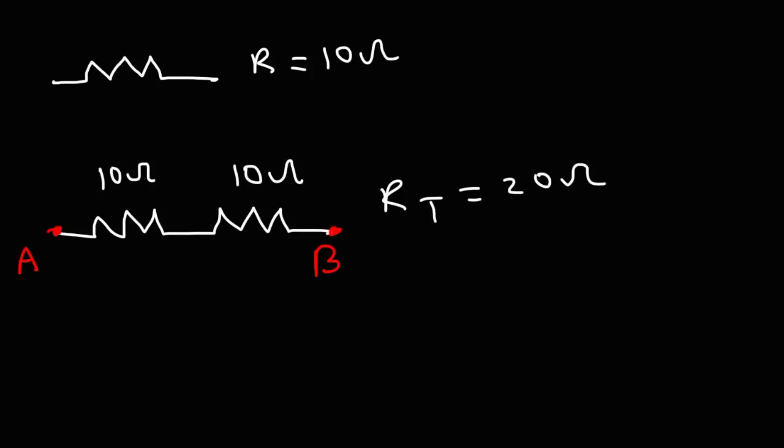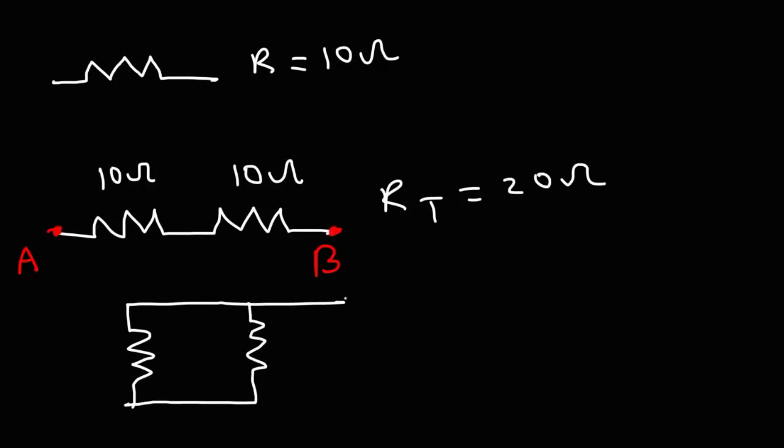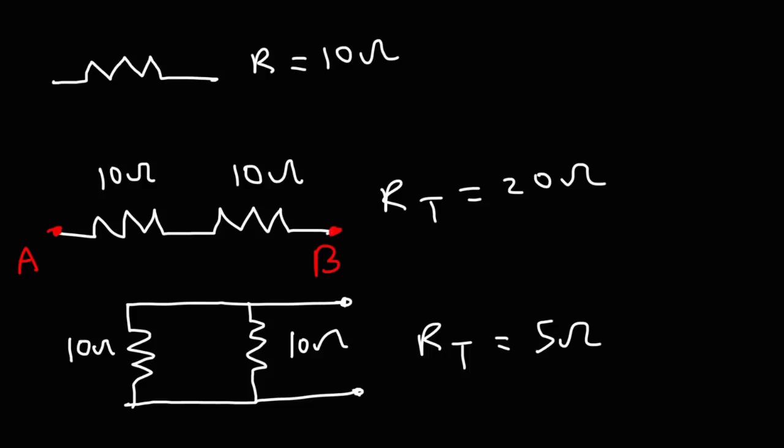Now, if we wish to decrease the resistance, we can connect the 2 resistors in parallel. Whenever you connect 2 resistors in parallel, if the 2 resistors have the same value, if they're identical, the total resistance of the 2 identical resistors will be half of their respective values. So it's going to be 5 ohms. Thus, if you want to increase the resistance, connect resistors in series. If you wish to decrease the resistance, connect them in parallel.